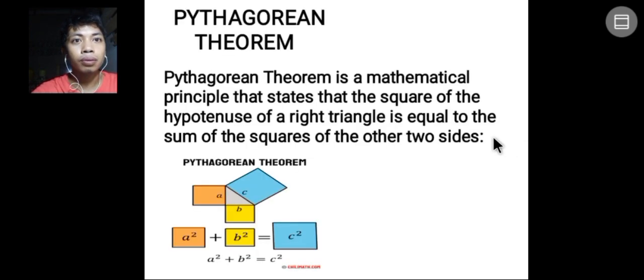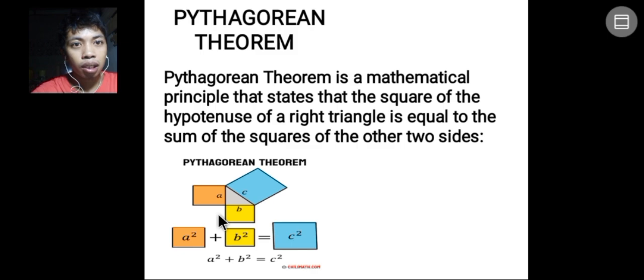So, the Pythagorean theorem is a mathematical principle that states that the square of the hypotenuse of a right triangle is equal to the sum of the squares of the other two sides.